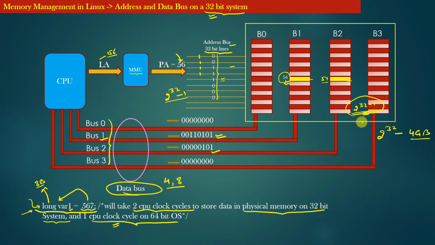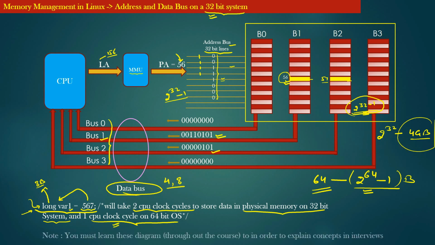So it is for this reason that today we have 64-bit systems. On a 64-bit system you can install physical memory of maximum size 2 raised to the power 64 minus 1 bytes. Now this is absolutely huge. So this is an interview question: why on a 32-bit system you cannot install physical memory beyond the size of 4 gigabytes. So I have a little advice for you.